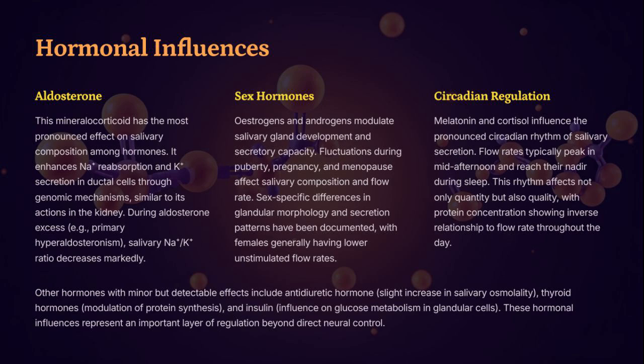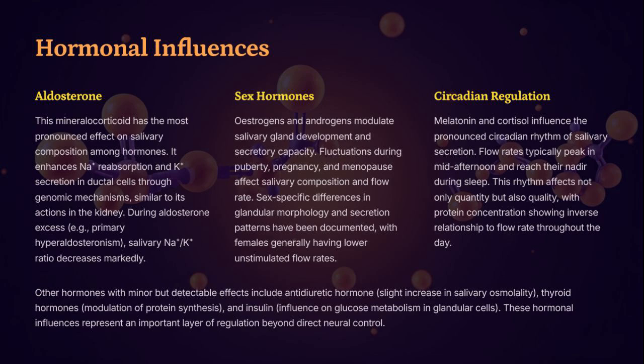Then there's your body's circadian rhythm. Saliva doesn't flow the same way all day long. Hormones like melatonin and cortisol help regulate this rhythm. Your saliva flow is usually lowest at night and peaks in the afternoon, which also affects the concentration of proteins and enzymes. Even other hormones like ADH, thyroid hormones, and insulin have minor roles, influencing things like water balance and metabolism in the glands. So overall, your salivary system is fine-tuned not only by nerves but also by a constantly changing hormonal environment.